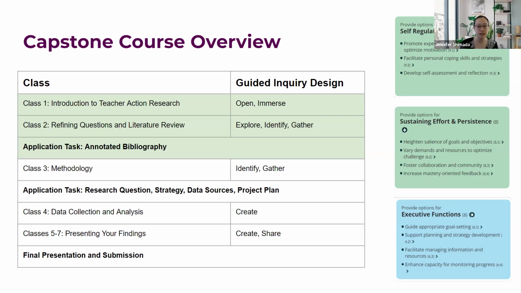This is a hybrid asynchronous and synchronous course where students engage in online asynchronous learning and then attend 7 course sessions. Given that this is such a large project, and teachers are doing this in their first or second year teaching many times, we intentionally scaffold those steps and break them down in alignment with the guided inquiry design method to facilitate self-regulation, sustaining effort and persistence, and executive functioning. On the following slides, I'm going to go more into detail on the portions of the course highlighted in green, since those are most aligned to information literacy.